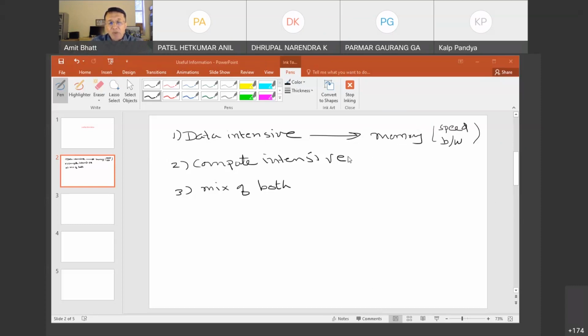For compute intensive tasks, I can give you an example of calculation of the value of pi using the Monte Carlo method. There is just one formula and you run it again and again on the output. Output goes back to input. Again, you do it so that your value of pi becomes more and more accurate with more and more places after the decimal point. So there, it is your processor speed.